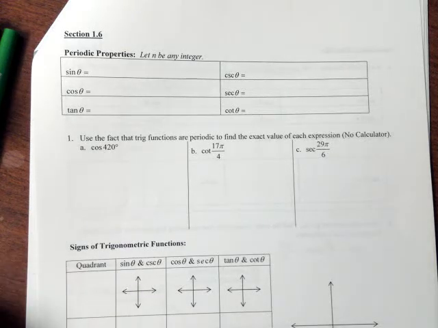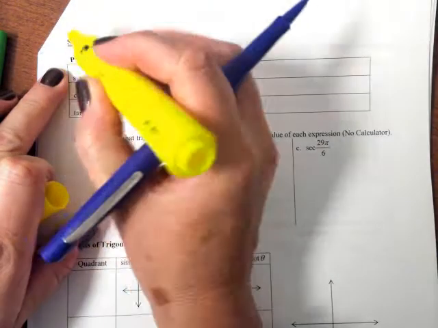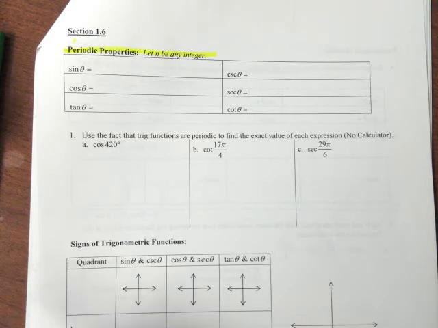So what we're going to discuss in section 1.6 is properties involving the unit circle and our trig functions. The first property we're going to talk about is what we call periodic properties. What it means to be periodic is that functions' values become repetitive after a certain cycle.